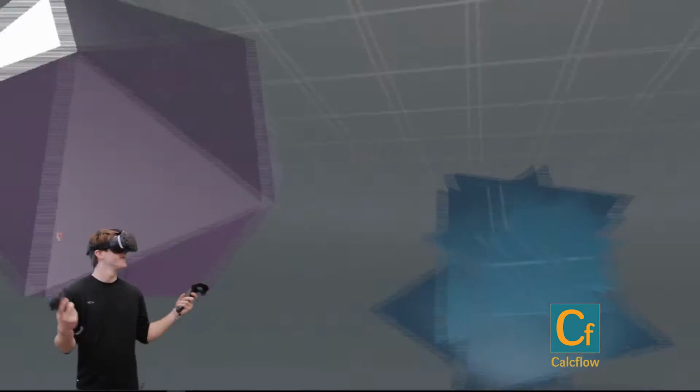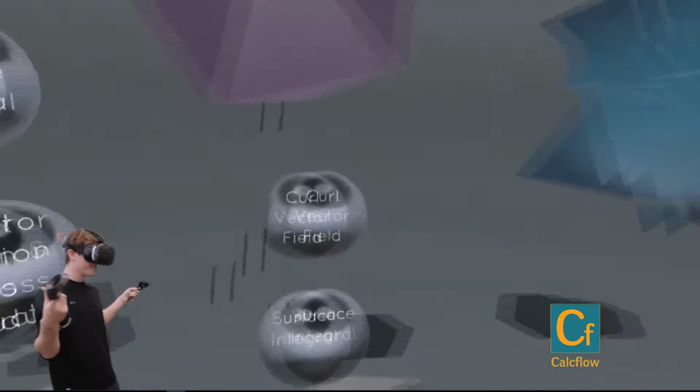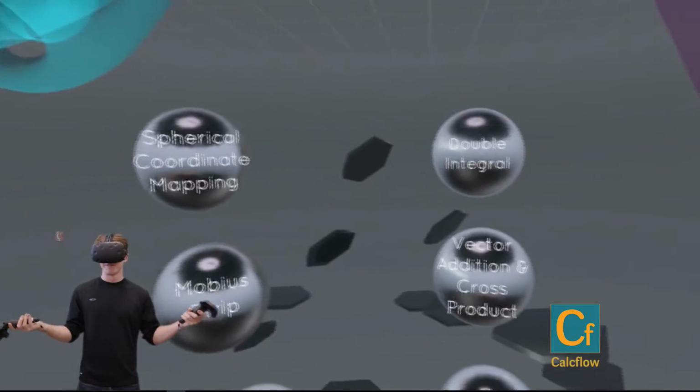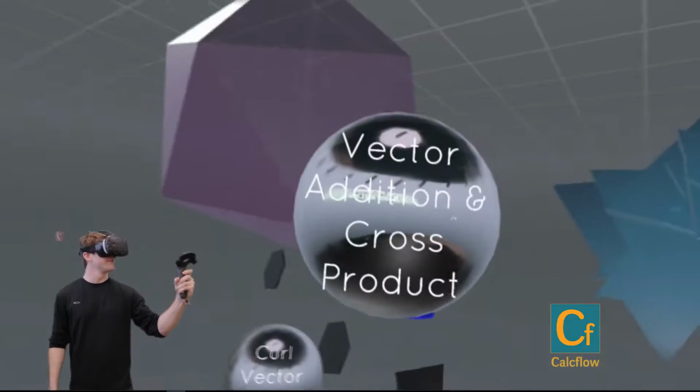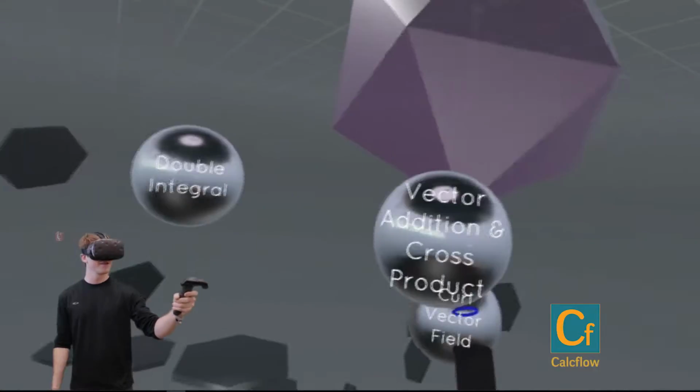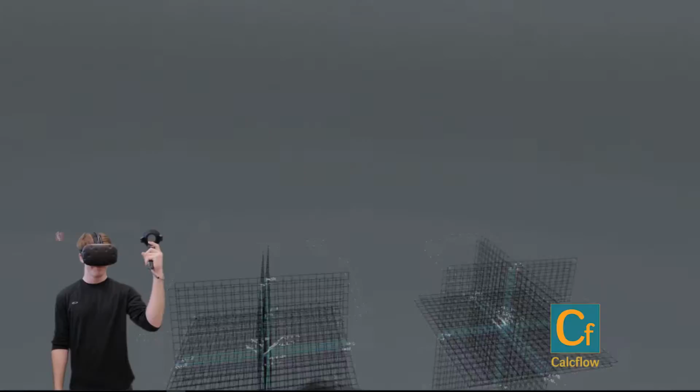So this is Calcflow. Welcome to the home menu. Let's go into a little bit of vectors right now. So we're gonna go ahead and see this vector addition and cross product. Let's go into that world.